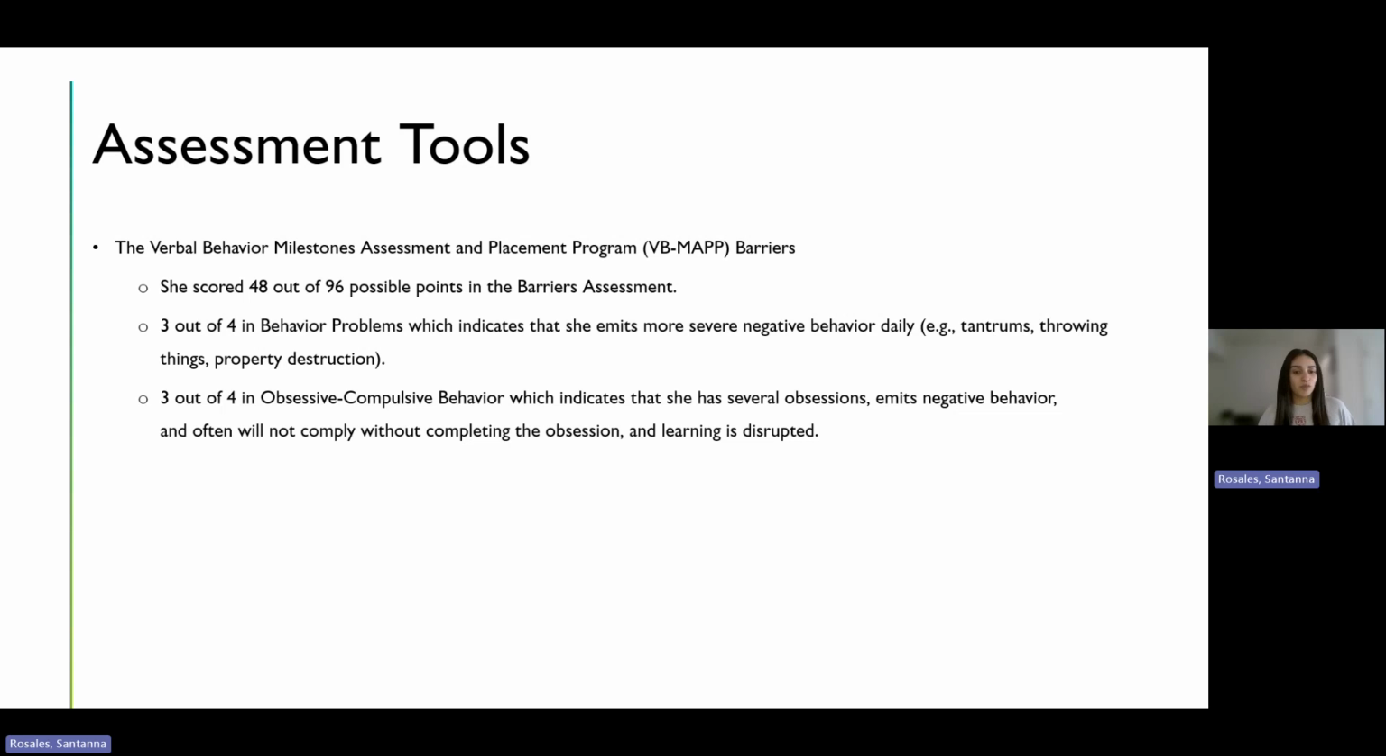She scored 3 out of 4 in behavior problems, which indicates that she emits more severe negative behavior daily, such as tantrums, throwing things, and property destruction. And 3 out of 4 in obsessive compulsive behavior, which indicates that she has several obsessions that may emit negative behavior, and she will often not comply without completing the obsession, meaning that she won't comply until she's getting what she wants or until she's able to escape from a demand. Therefore, her learning is disrupted.